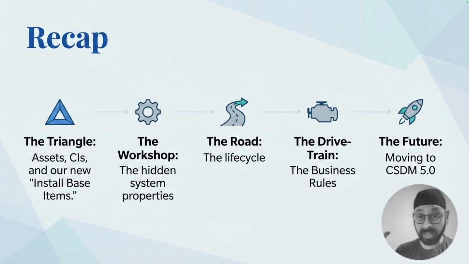But before I wrap up, let's have a quick recap of what we have learned today. So we learned about the triangle. The triangle is about asset, CI and the install base item. Of course, remember that you need to install CSM to see the install base item. We also found some hidden properties, how the data is actually synced, and which properties are very useful for us to enhance the system performance.